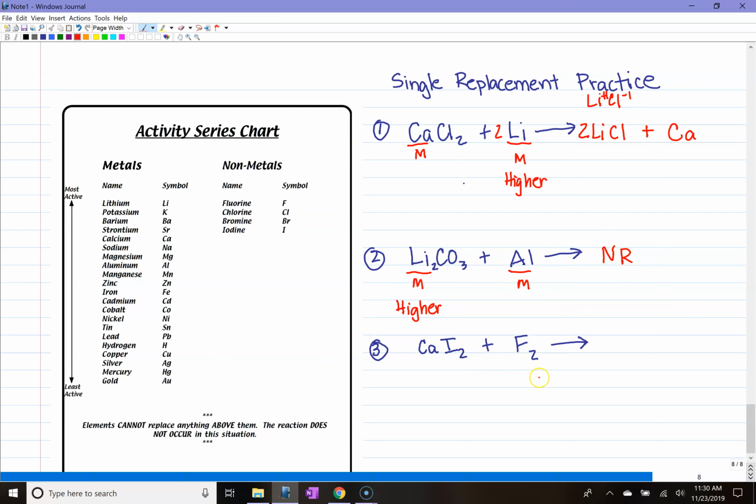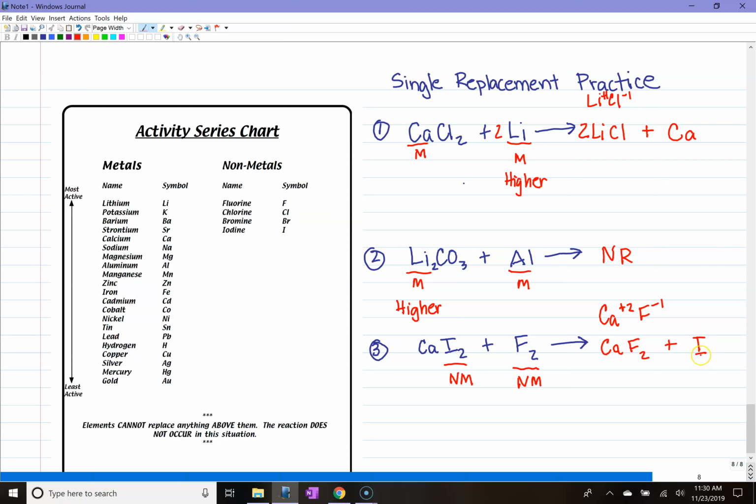You can also have single replacement reactions where the nonmetal is replaced. And so fluorine is a nonmetal, and it's the individual element. So I'm going to look for the nonmetal in the compound. If I look at this chart for nonmetals, iodine is all the way at the bottom and fluorine is all the way at the top. And so calcium with a +2 charge is going to be with fluorine as a product. And so my product would be CaF2 plus I.